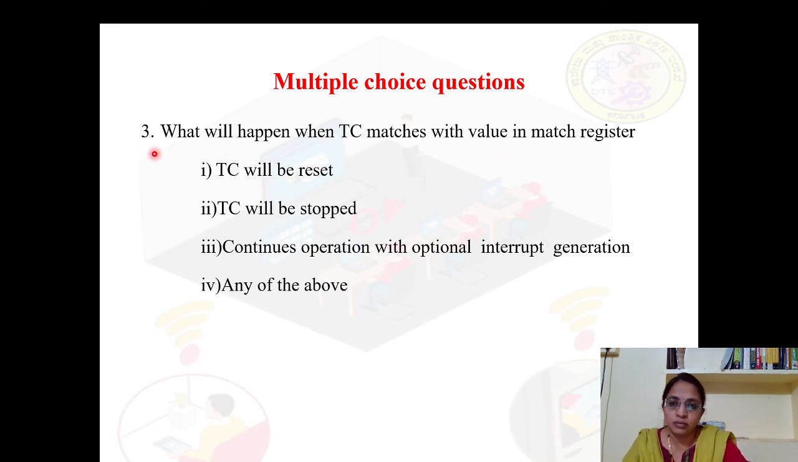The third question is, what will happen when TC matches with the value in the match register? TC means timer counter. So when the timer counter value matches with the match register, what will happen? The options are, timer counter will be reset, timer counter will be stopped, timer counter will continue the operation, or any of the above actions may happen. What is the correct answer? Yes, the correct answer is the fourth one, any of the above.